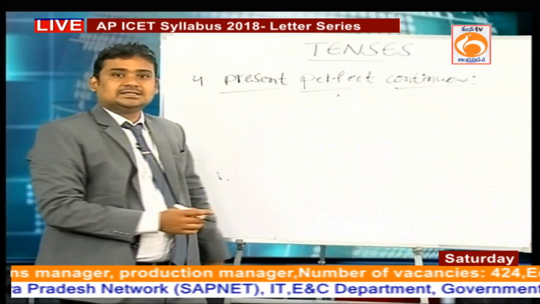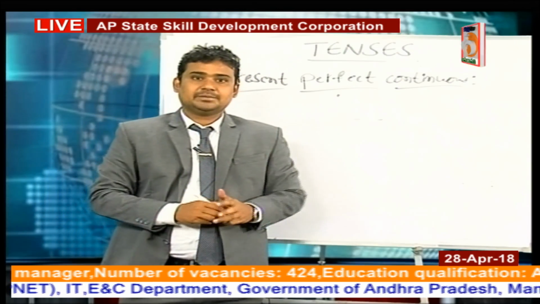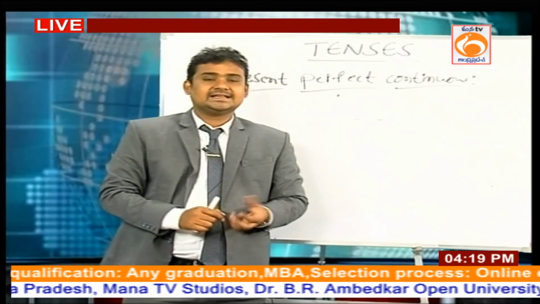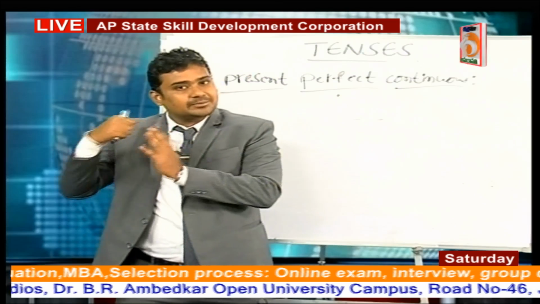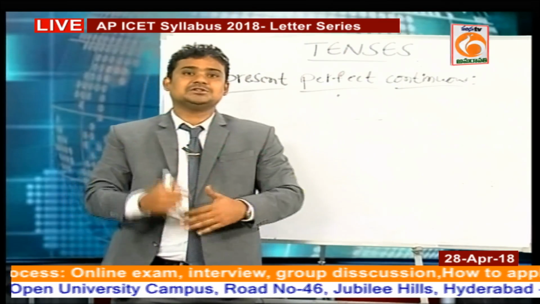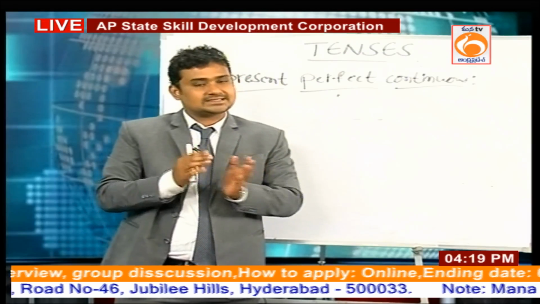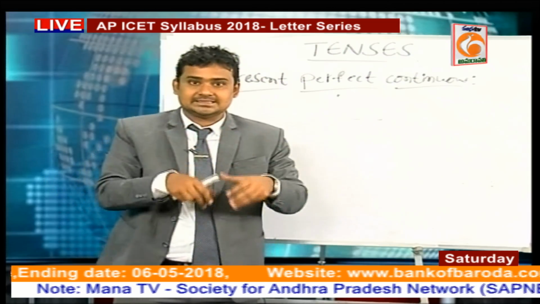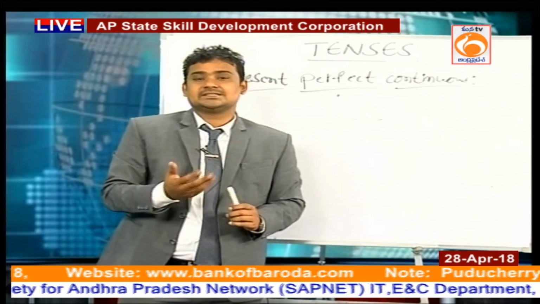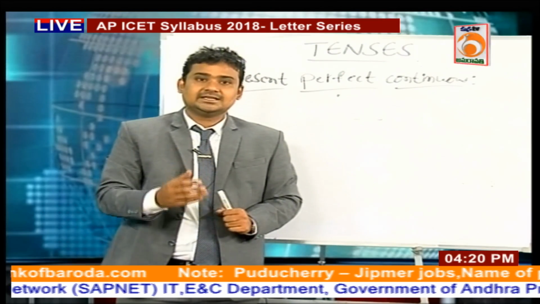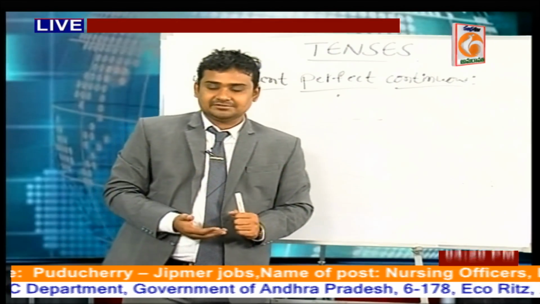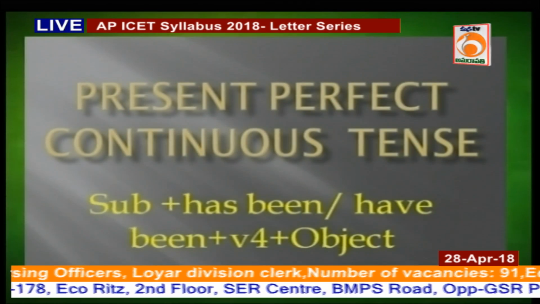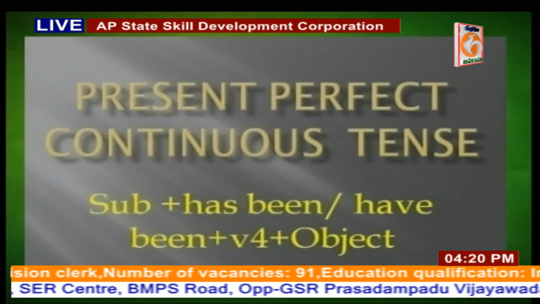So what is present perfect continuous? The present perfect continuous tense denotes an action or event that has already started some time in the past and is continuing up to the present time. So an action or event started in the past, and that past event or activity is continuing up to the present. This type of sentence is called present perfect continuous tense. You can see the structure form carefully, guys. Present perfect continuous tense: subject plus has been or have been plus V4 plus object.